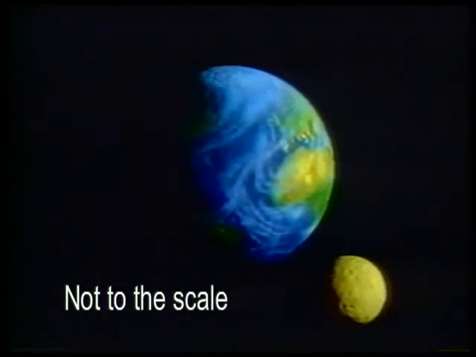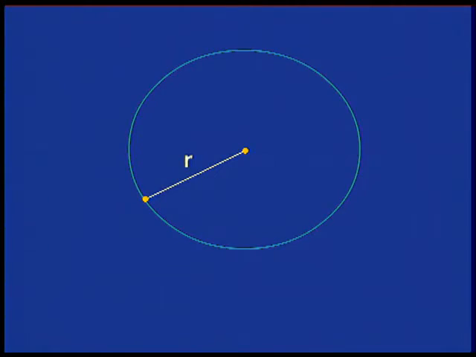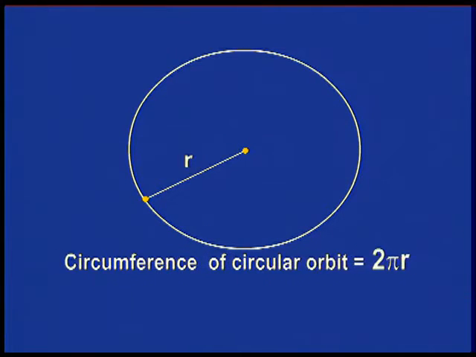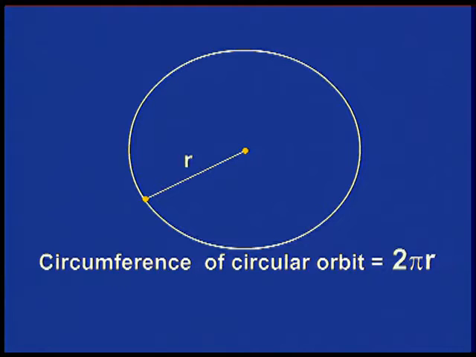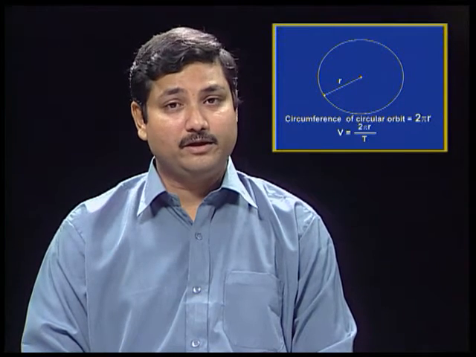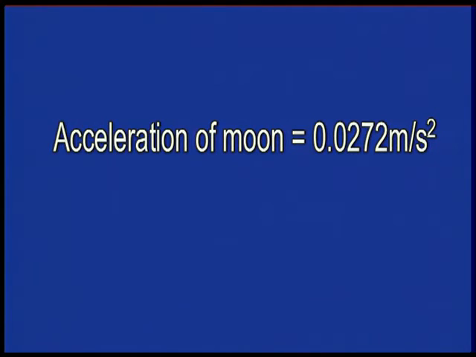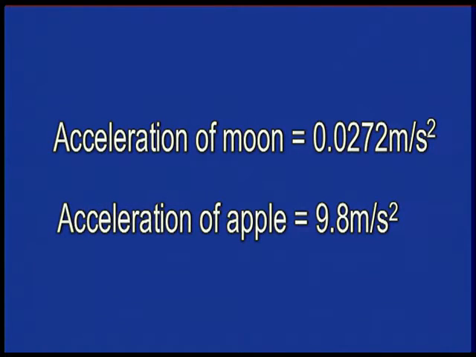If T is the time period of the moon, then the distance covered by it in this time is the circumference of the circular orbit, 2 pi r, and its velocity is v equals 2 pi r divided by T. So he could calculate the acceleration of the moon. It turned out to be 0.0272 meter per second square. It is much smaller than the acceleration of the apple towards the earth, which is nearly 9.8 meter per second square. How could he explain the huge difference?